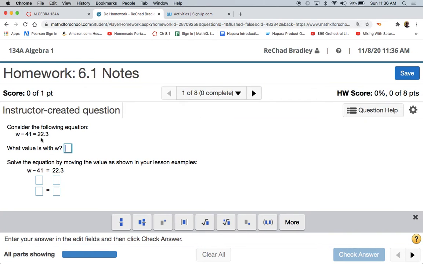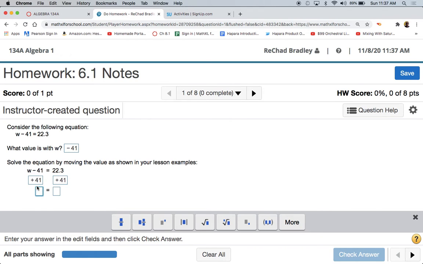In this problem, let me zoom this here. It says, what value is with W? W is over here with, don't forget, negative 41, not 41. I also told you before in class that the tab key helps you move between boxes, so you don't need to use your arrow. Now we will solve by moving the values. This is a minus 41, so I will type plus 41, then hit tab, which moves me to the next box, or you could click in the next box. Again, plus 41, plus 41.